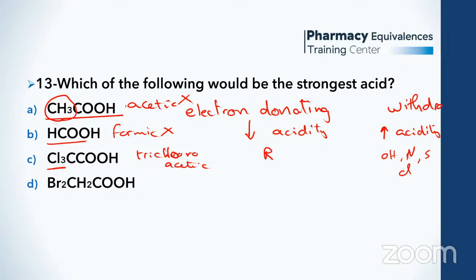What is the next? Dibromoacetic acid. Here CHBr2. Okay. In comparison to trichloro, here we have 3 chloride atoms, while here we have only 2 bromide atoms. So trichloro is more acidic than dibromo. Therefore, choice C is the right answer here. Okay, this is how we can compare the acidity.